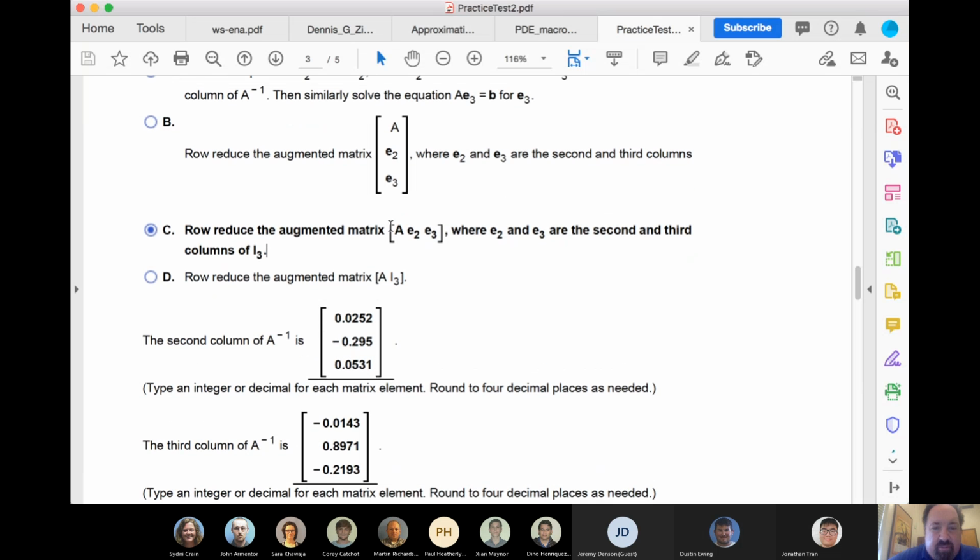From an efficiency standpoint, it's best to work with one augmented matrix. If you did AE2 and AE3 separately, that would also give you the correct result. You would actually apply the same row operations because the row operations are dictated entirely by A. So you might as well just have both of these in the augmented matrix and do it all at once.